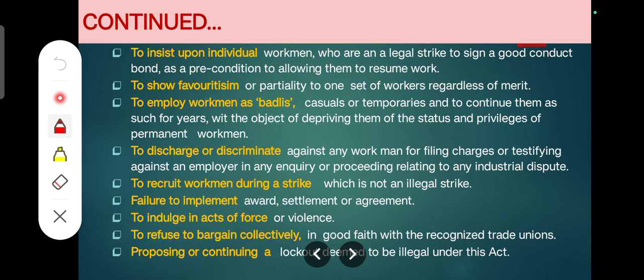Similarly, to insist upon individual workers who are in a legal strike to sign a good conduct bond as a precondition to allowing them to resume the work. Whenever there is a strike going on and a good conduct bond is being created as a precondition, and you are not allowing them to resume the work, it will be considered an unfair labor practice. To show favoritism to one set of workers and be negative to the other set of workers regardless of their merit will be called an unfair labor practice. To employ the workmen as badli workers. Badli workers are casual workers. They are not regular workers. They are temporary workers.